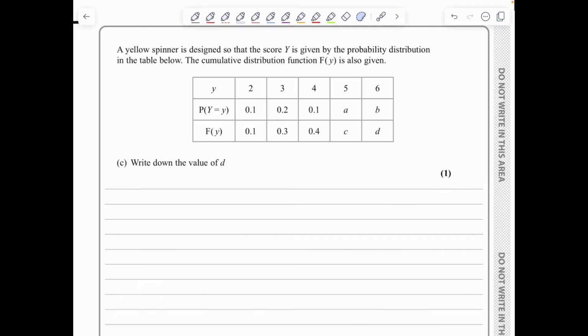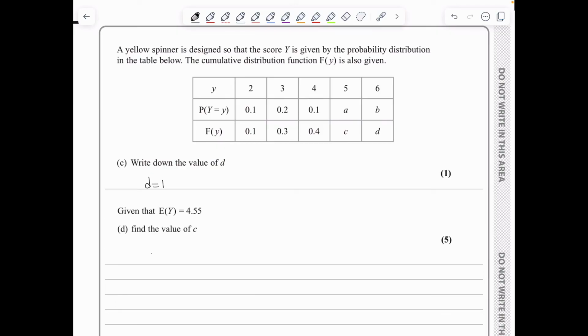We now have a yellow spinner. The score is given by capital Y following the given probability distribution, and the third row here is the cumulative distribution function capital F of Y. We need to write down the value of d, which is the last entry here. This corresponds to the probability of Y being less than or equal to 6, which of course should be 1 because it accounts for every possibility. We know for sure that one of 2, 3, 4, 5, or 6 will appear, and therefore we can simply state that d is equal to 1.